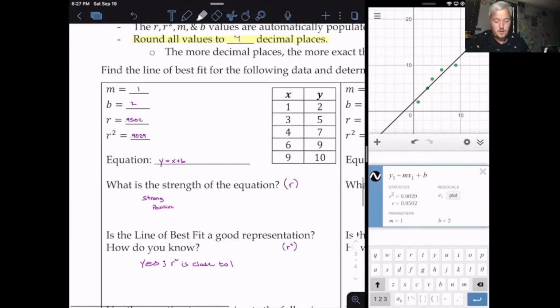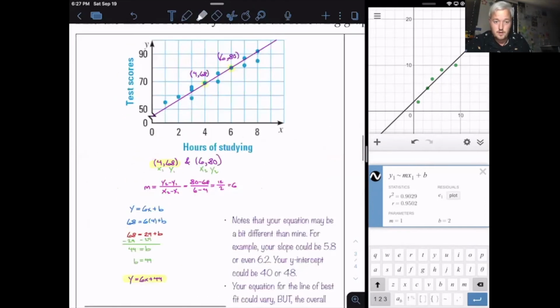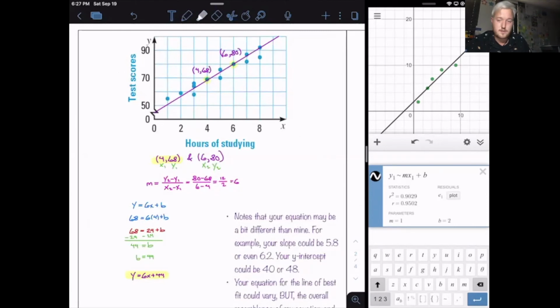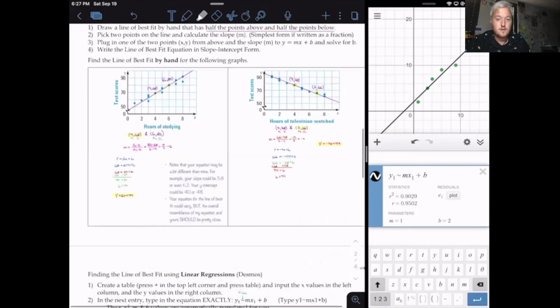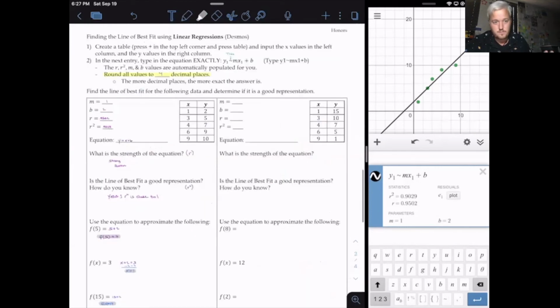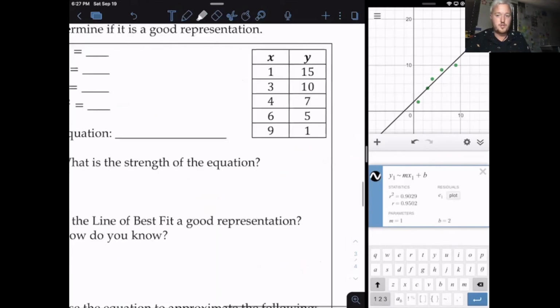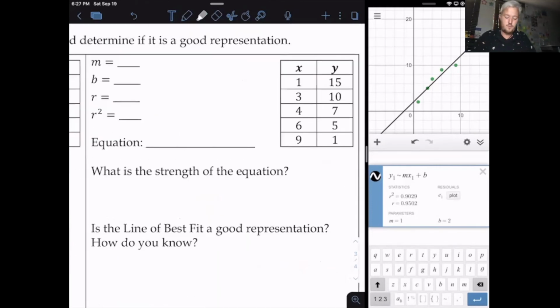I will say technology is always going to be your better fit for these just because it eliminates the effect of human error. If I were to do these up here using technology, it would give me a much more precise line of best fit. We could approximate it by hand, but technology, hands down, is going to beat us every time. Okay, so I would actually suggest that you try this one on your own.